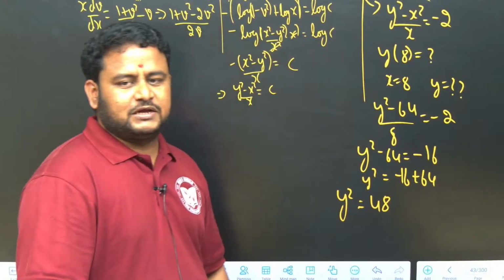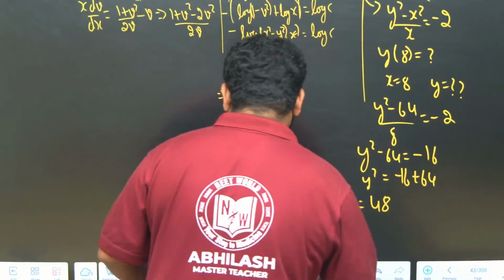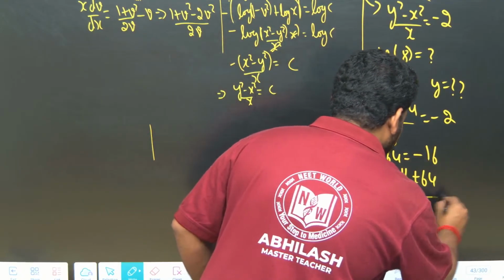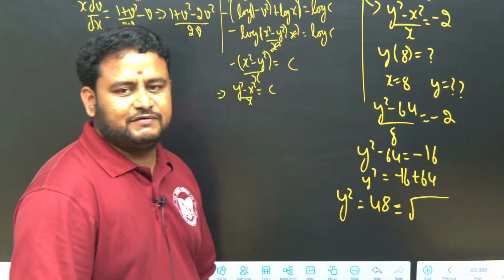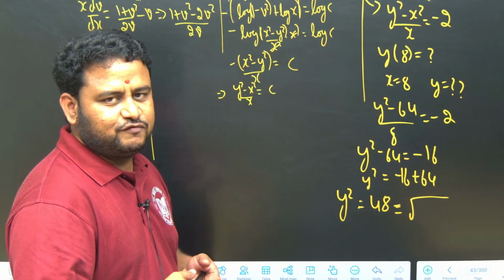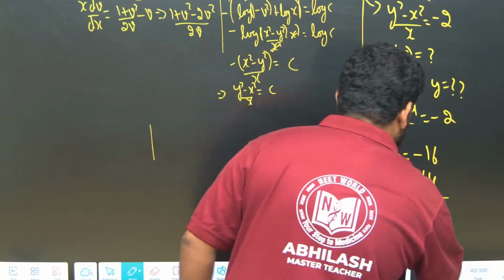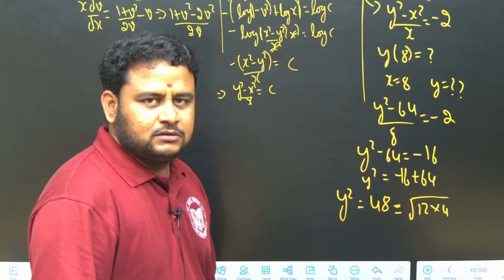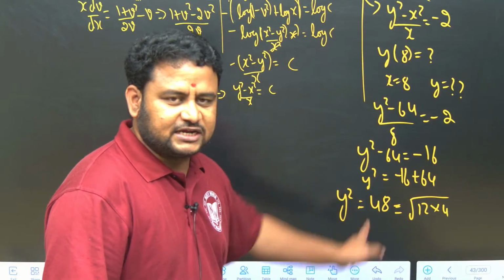Y square is equal to plus or minus. So how can this 48 be written, friends? Square root of 48 can be written as 12 into 4, or 8 into 6. So let me write down 12 into 4. But 12 can be written as 4 into 3. So this 48 can be written as what?